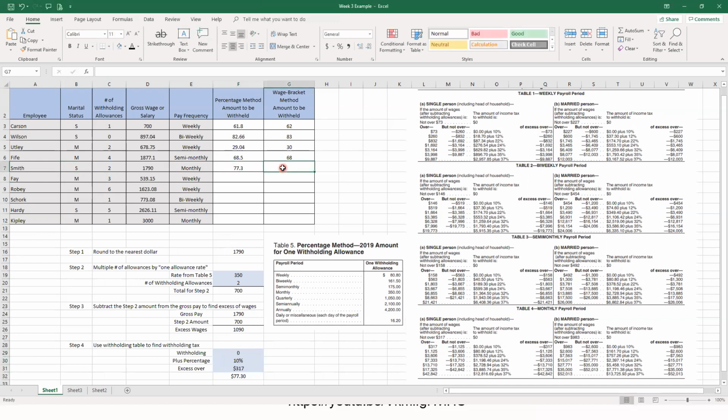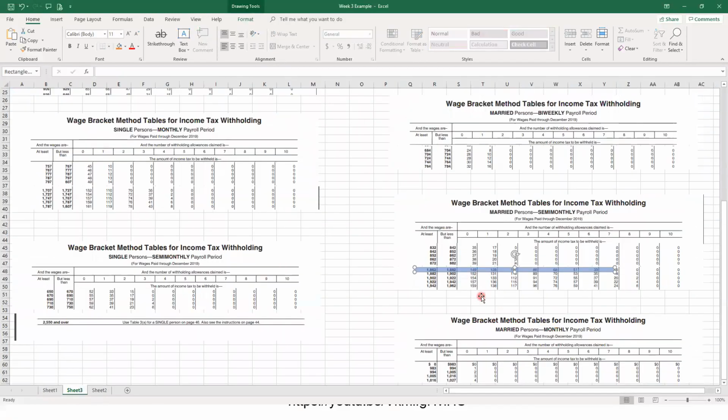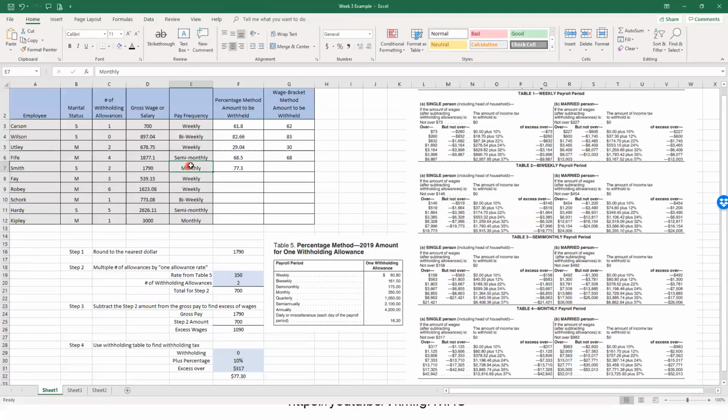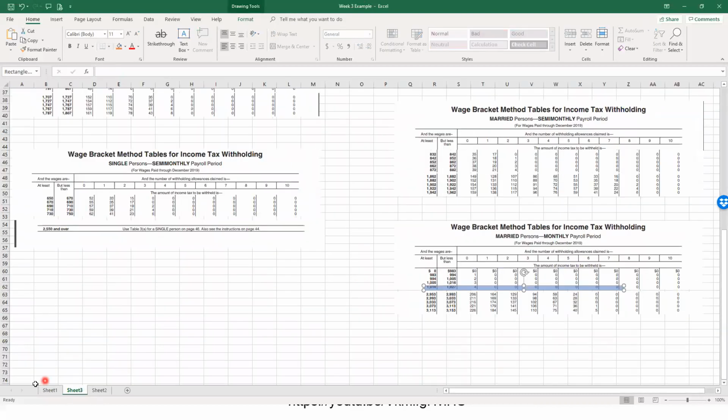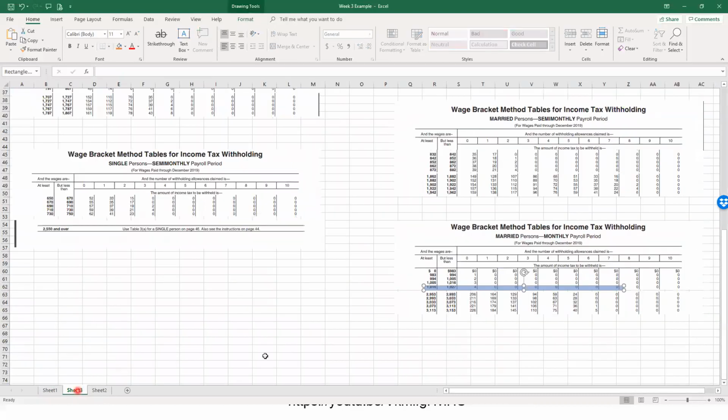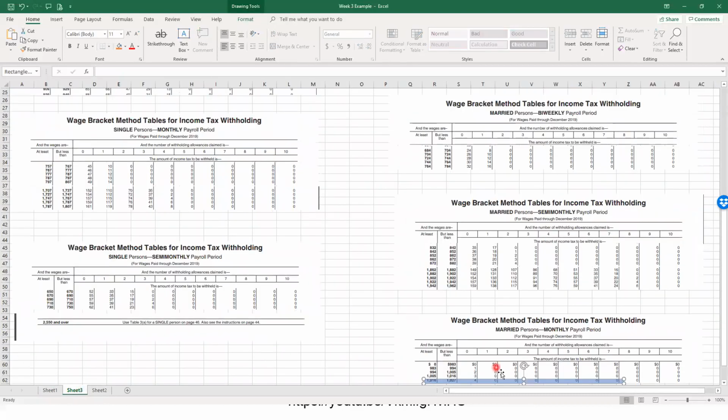So that'll give us our $77.30. And then wage bracket wise, we've got a monthly earner that is single. All right, let's come down here to monthly, and her wages are $17.90. Did I get that right? Monthly earner, I didn't copy that one over. Sorry, she's single. So single monthly $17.90. There we go.